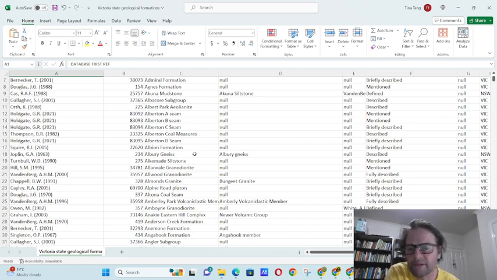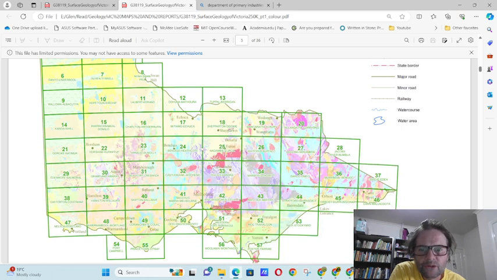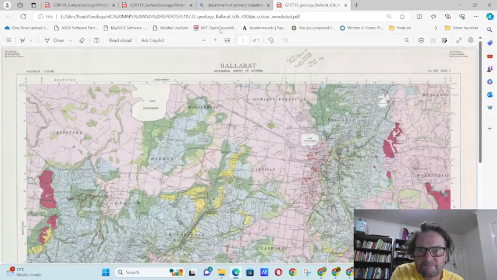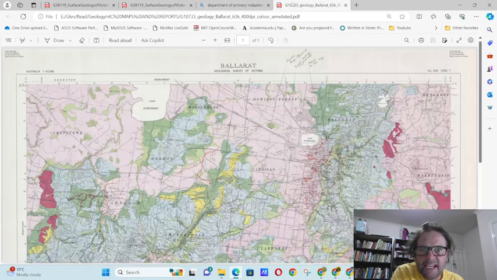but where would you actually look up that formation? So here we have 1 to 250,000 geological maps. So this is all split. There are also other geological maps. Like, bring up the Ballarat one. It's going to open up. Yeah, so we have Ballarat over here, Ballarat Skipton.